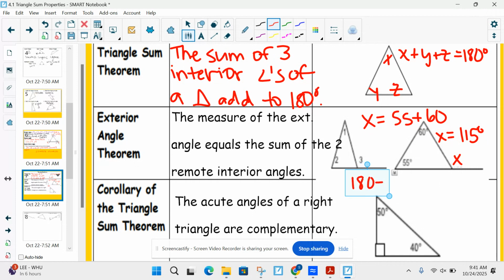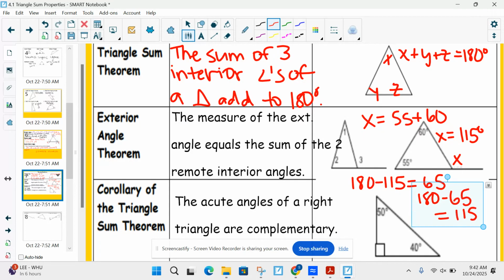So you would do 180 minus 115, because that's what 55 and 60 are equal to, right? And that is what? 65 degrees? Okay, so once you get that, then how do you find x? You take 180, subtract 65, which gets you back to 115. So it's just less steps. And sometimes these will be expressions and you won't be able to find what this is. So you will have to use the triangle or the exterior angle theorem to solve for the exterior angle.